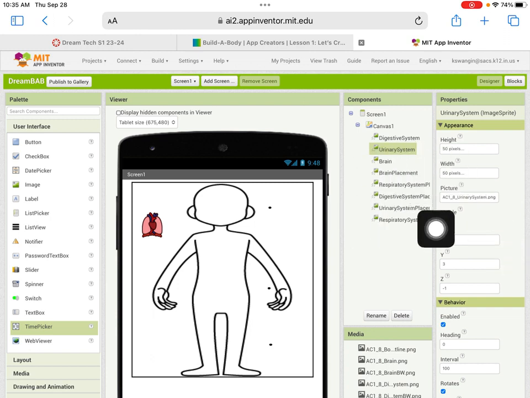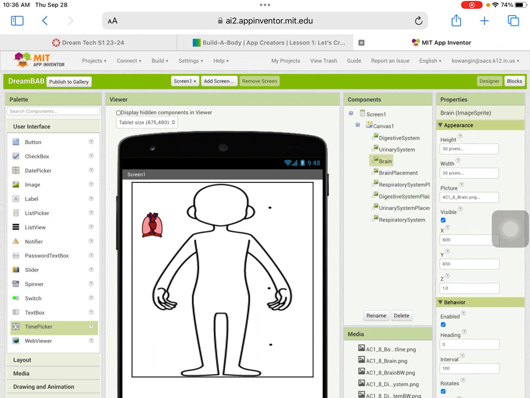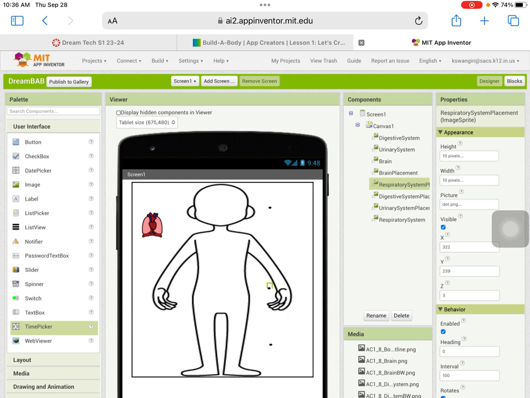Those are my placements. My digestive system placement has 326, 374. My brain placement, 324, 46. Respiratory placement is 322, 239. Urinary placement is 330 and 500.